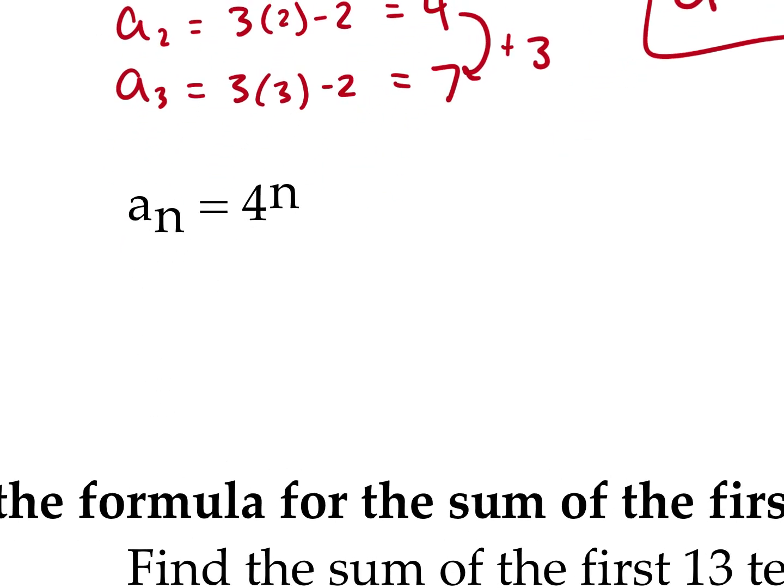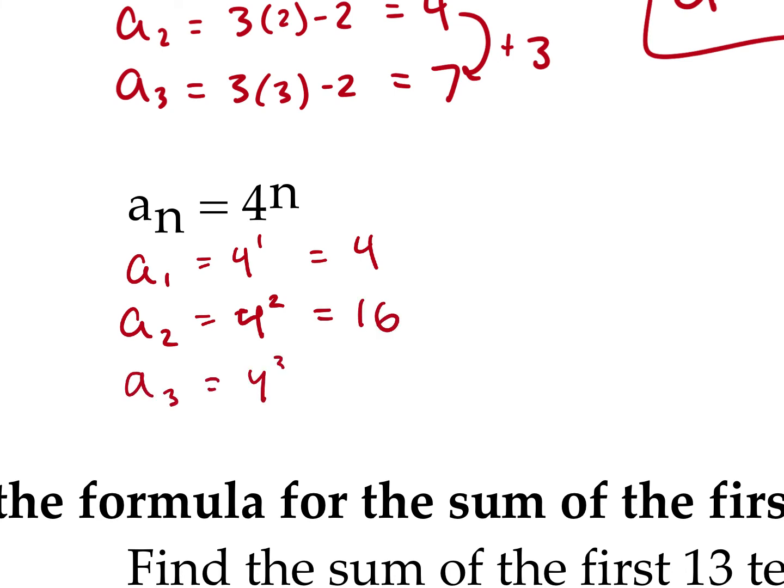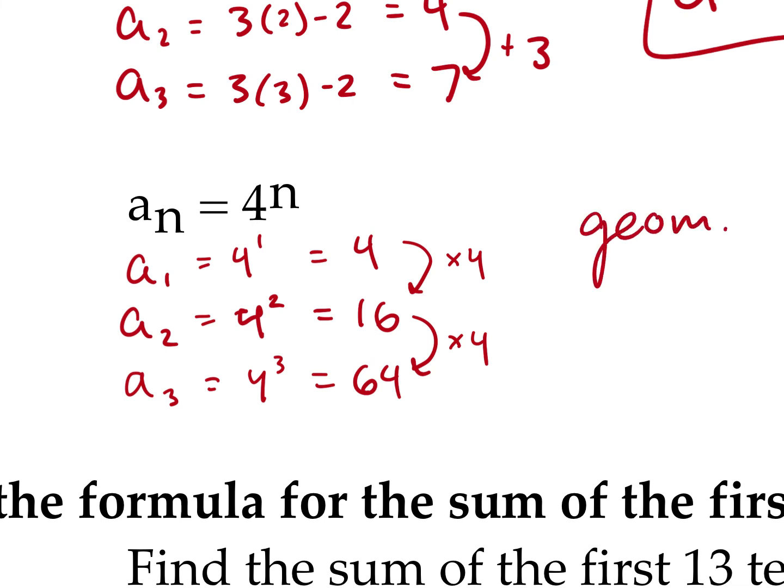So then for the next one, again, I can plug in terms. So a sub 1 would be 4 to the first power, which is 4. A sub 2 would be 4 to the second power, which is 16. A sub 3 will be 4 to the third power, which is 64. So what am I doing to go from one number to the next? Multiplying by 4. So is this geometric, arithmetic, or neither? Geometric.